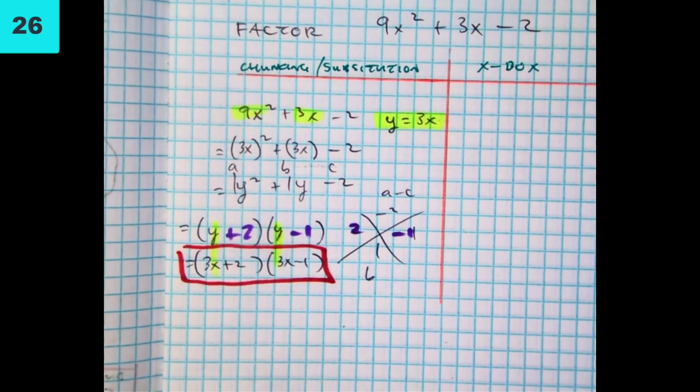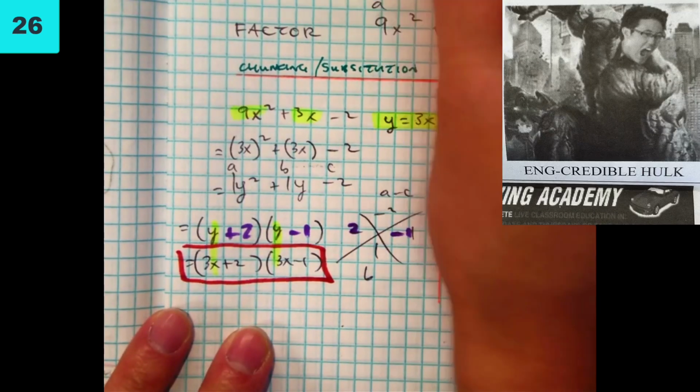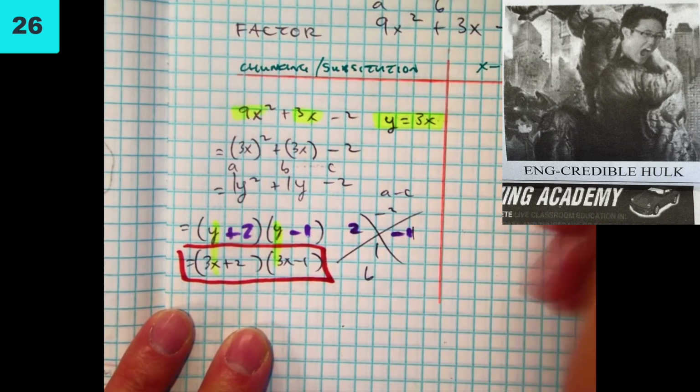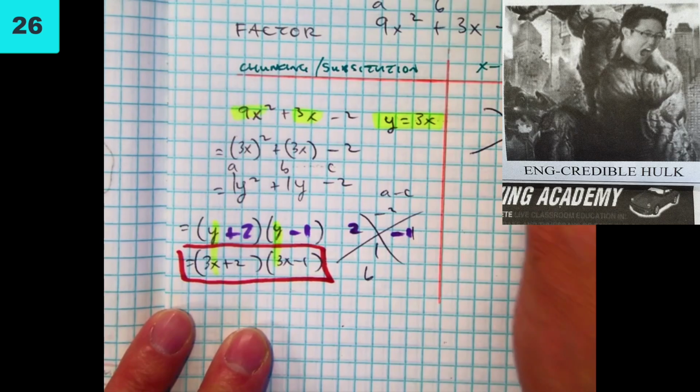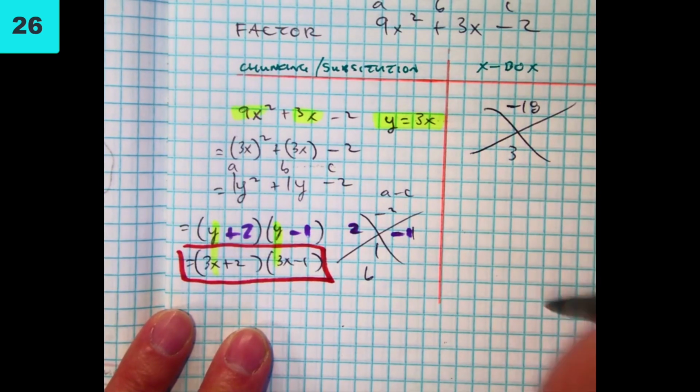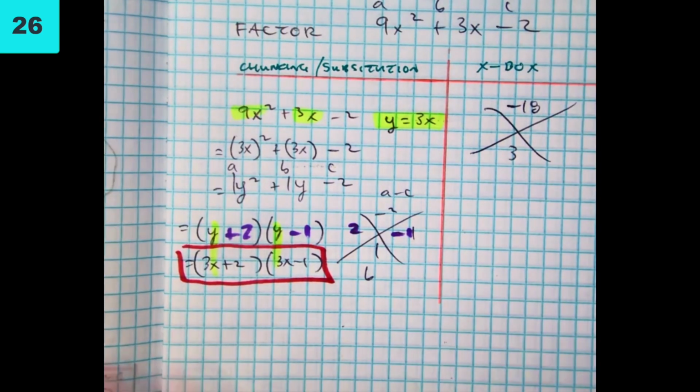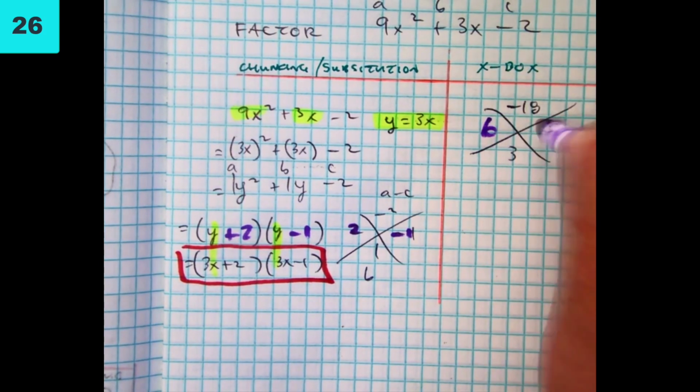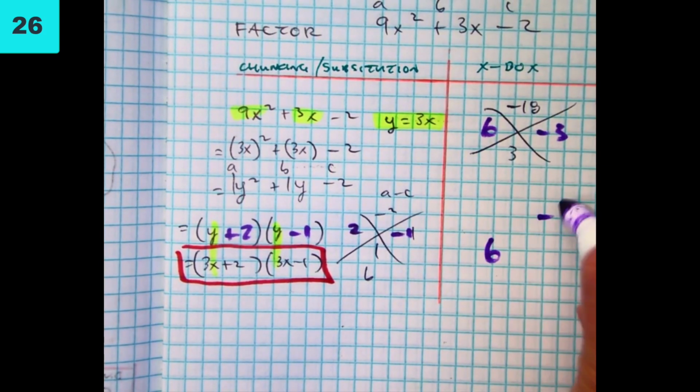If you chose to use the x box method for this one, there is no greatest common factor. A times c is -18. My b value is 3. 2 numbers that multiply to be -18 but add to be 3: +6 and -3. So I put those in my box.